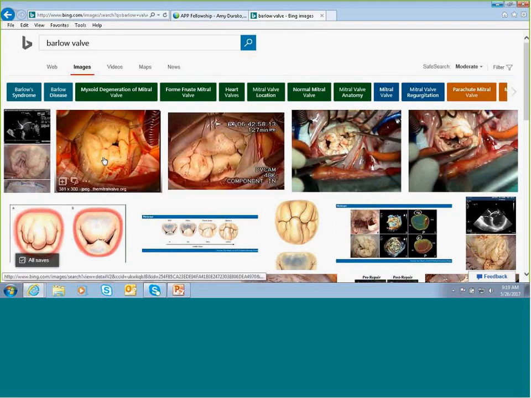The Barlow valve. So can you see the redundant, folded, lumpy, bumpy valve? Yeah, it reminds me of a Shar-Pei, just like a wrinkly dog. It's a wrinkly, lumpy, bumpy valve.